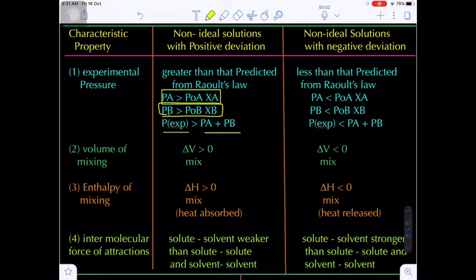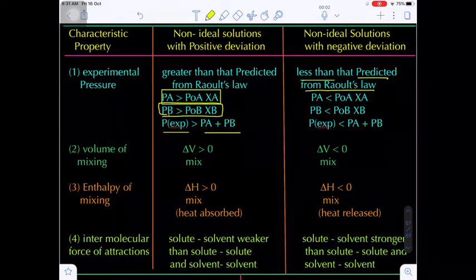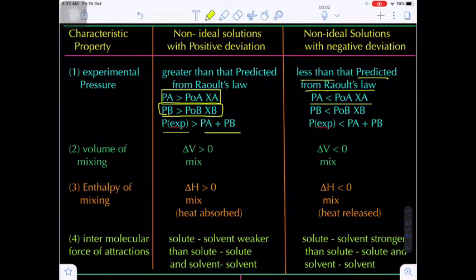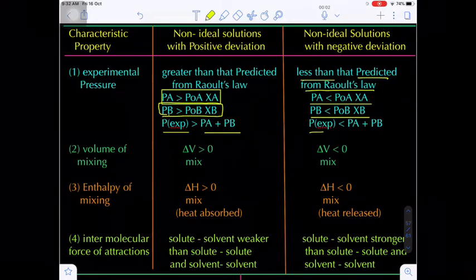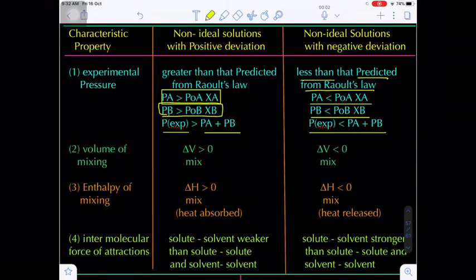Whereas in a non-ideal solution with negative deviation, the pressure is less than that predicted from Raoult's law. The experimental pressure will always be less than the theoretical value calculated using Raoult's law. That means the vapor pressure of component A in the solution, Pa, is less than P naught A times XA, and the vapor pressure of component B, Pb, is less than P naught B XB. So the overall experimental value of the total vapor pressure is less than the sum of the vapor pressures of components A and B.